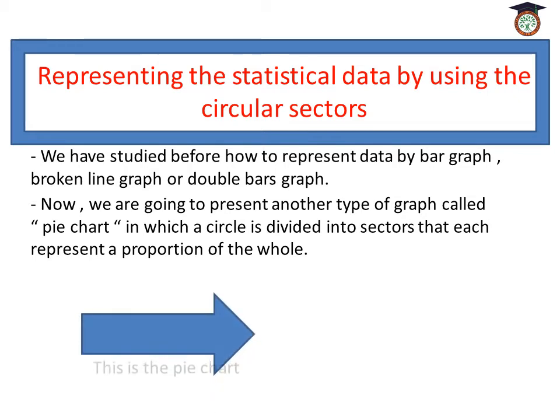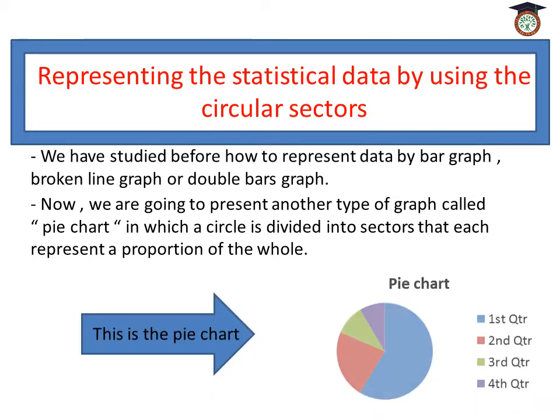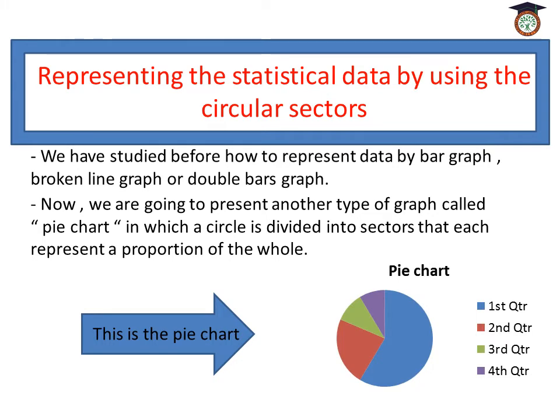So this is the pie chart. Here we have the blue one as the first quarter, the red one as the second quarter, the green one as the third, and the purple one as the fourth quarter. We are going to represent it on a graph and use the protractor to measure the angles. We are going to see from our next example how to represent a pie chart graph in our copybooks.